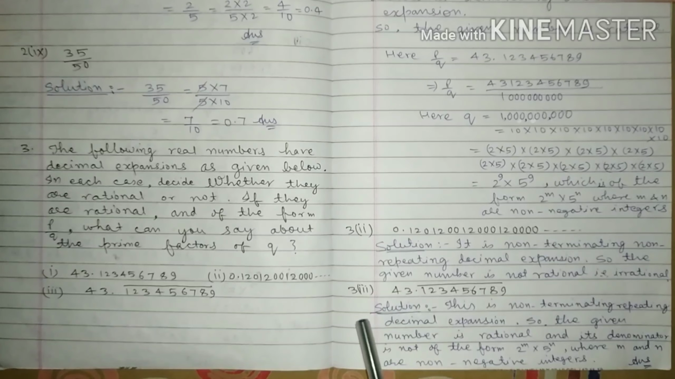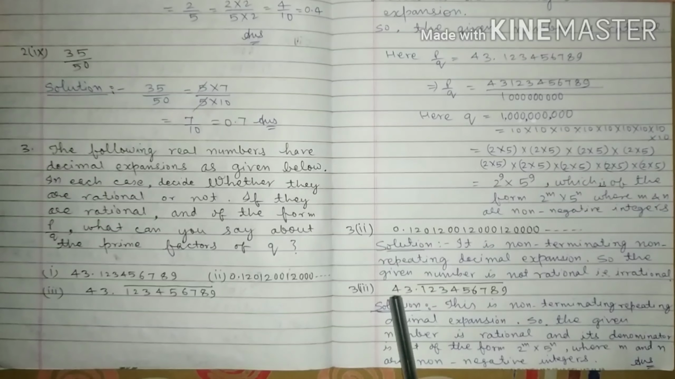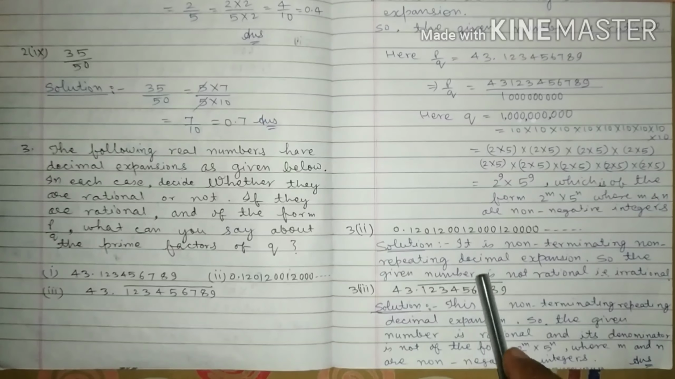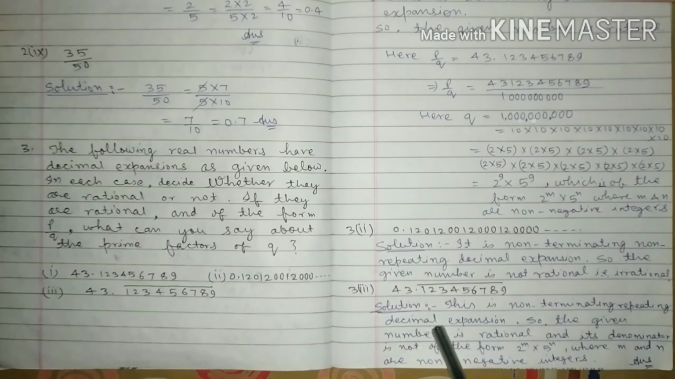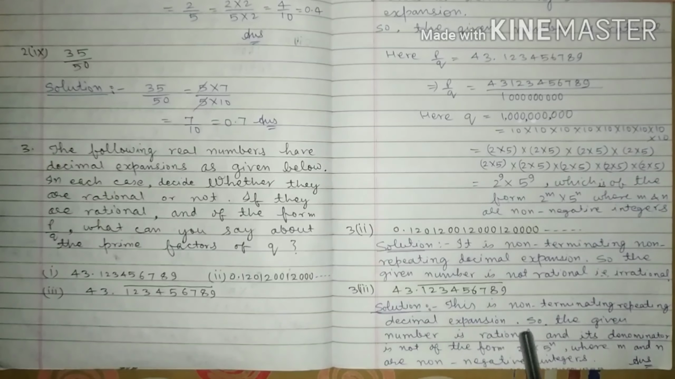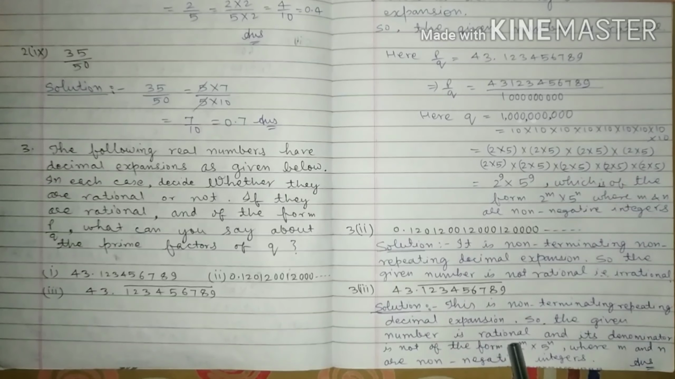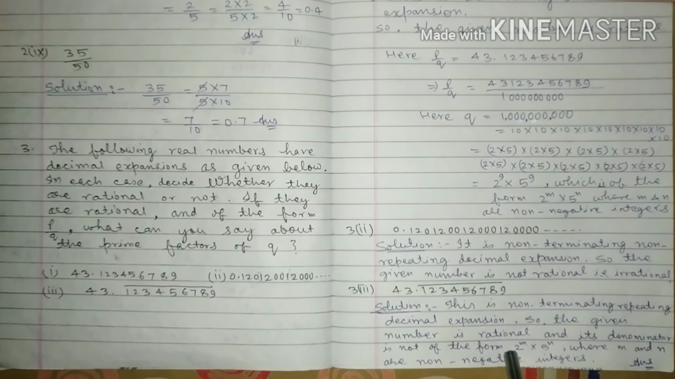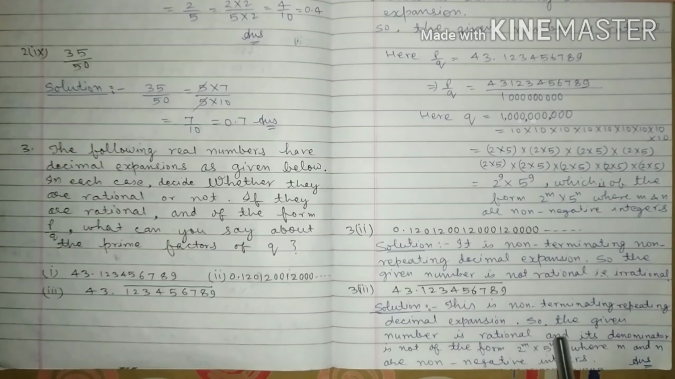Third part of question number 3, 43.123456789, recurring from 1 to 9. For the solution of this question, we write that this is a non-terminating repeating decimal expansion, so the given number is rational and its denominator is not of the form 2 to the power m into 5 to the power n, where m and n are non-negative integers. This is the answer of question number 3, part 3.